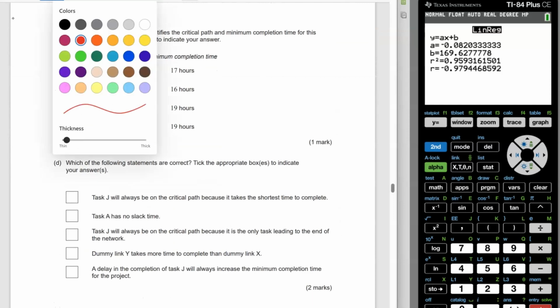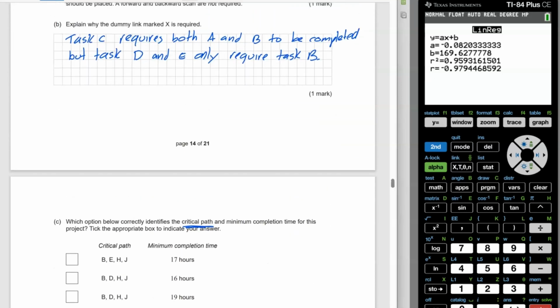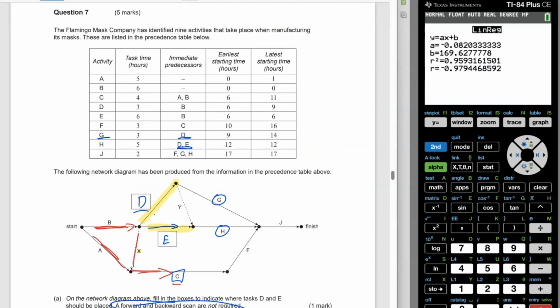Moving on to C, it's saying which option below correctly identifies the critical path and minimum completion time for this project. Now, critical path, it said before you shouldn't need to complete a forward scan or backward scan for these. So we have to get the answers from our table. Back on our table, I want to look for ones where the earliest start time and the latest start time are the same. So here I've got the same, I've got the same here, 6 and 6, and keep going. These 2 are also the same. Because they're the same, they have to be on my critical path.